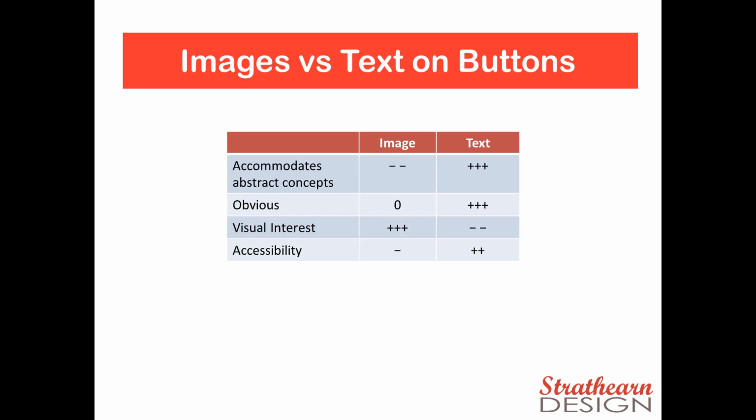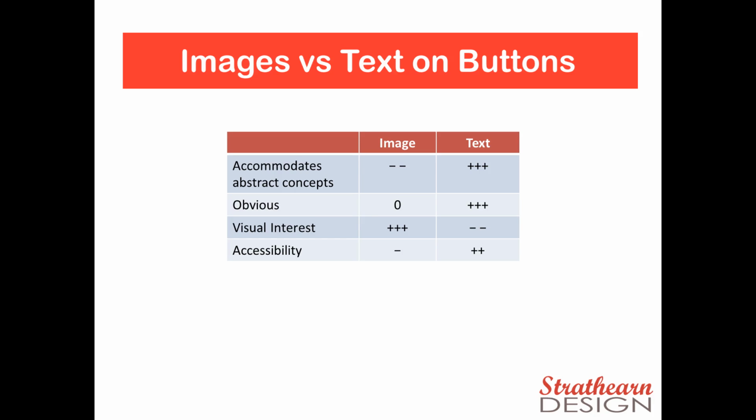So, obviousness. For images, I haven't given it a positive or negative, just given it a neutral rating. You could just put nothing there, if you wanted. And then for text, as long as it's designed correctly, it in general will be really obvious because you're just going to say what you want to say. But then we look at the next factor, visual interest. We have a totally different story, where the image is way more visually interesting than the text.